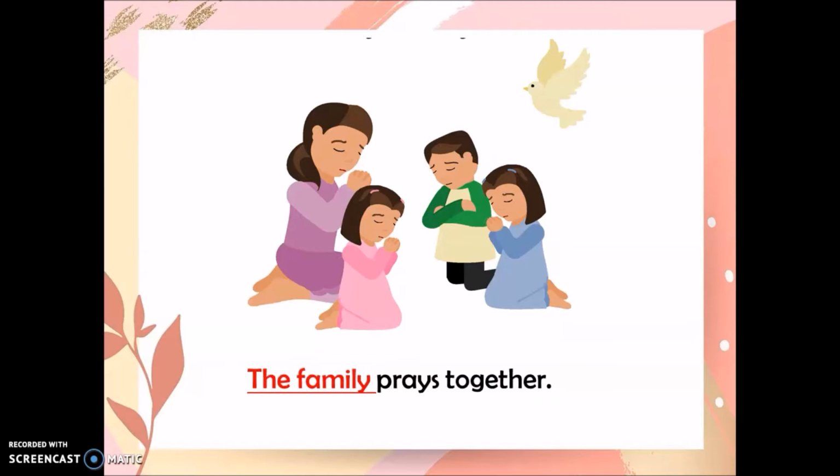Second example, the family prays together. The family is the subject, prays together is the predicate. The family is the doer of the action, and the action that they will do is pray. So family is the subject, pray is the predicate or action word.